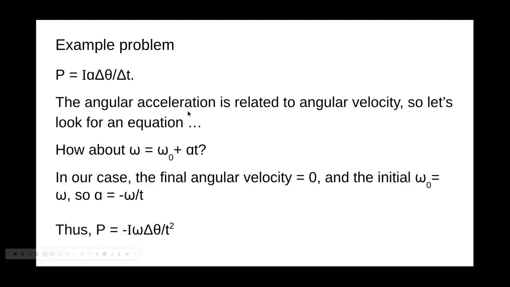So the angular acceleration is related to angular velocity. Again, go back to your AP equation sheet and look for an equation that has both of those in it. So here's a good one. We know this value is some initial angular velocity, and this is going to be 0, the final. And so we could find alpha from this. That seems reasonable. So alpha would be these two subtracted, divided by time.